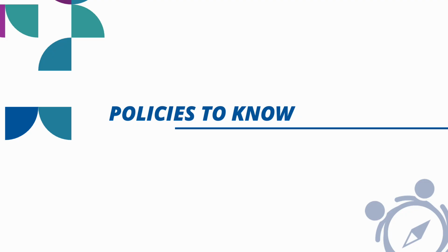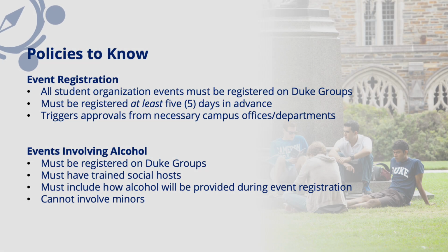Some policies that are pertinent to know as a new RSO. Event registration: all student organization events must be registered on Duke Groups. It must be registered at least 5 days in advance. The system will not allow it otherwise. If you're trying to upload it 3 days before your event, it will not allow it. And it will trigger approvals from necessary campus offices and departments to ensure that all bases are covered with your event.